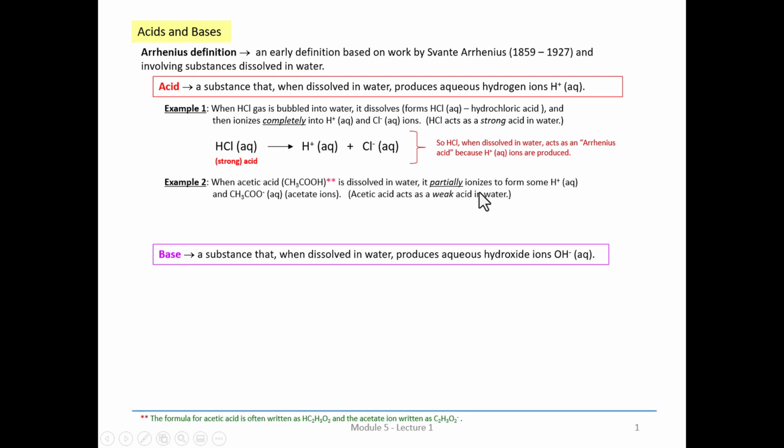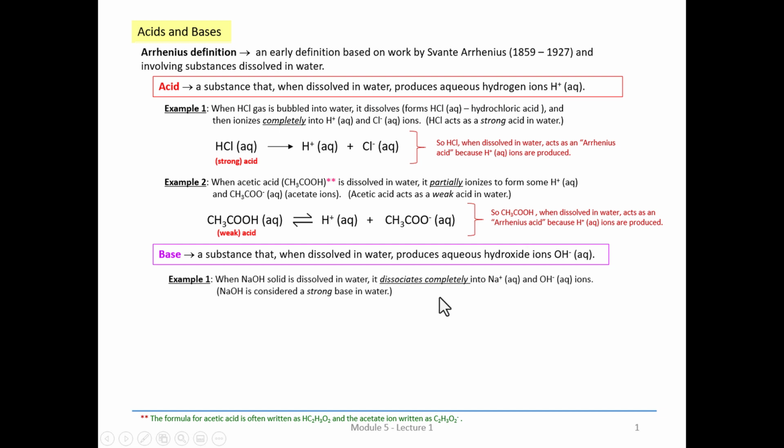Let's look at another example. When the acid acetic acid is dissolved in water, it does ionize to form some H+ and acetate ions, but it only partially ionizes. For that reason, we're going to call acetic acid a weak acid in water. But right now, the important thing to see is that the acetic acid does form some H+ ions and acetate ions in water, and the fact that it does form some H+ ions in water puts it in the category of an Arrhenius acid.